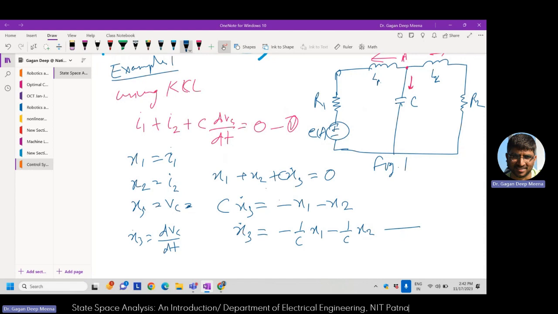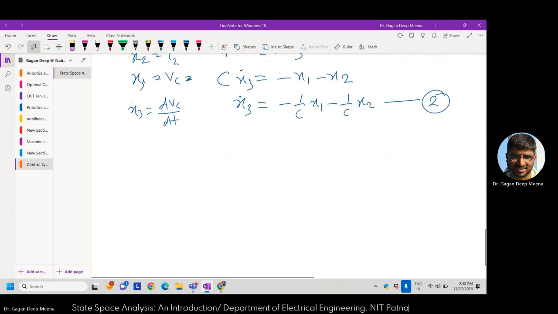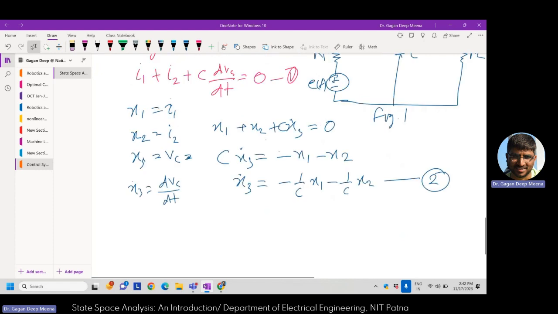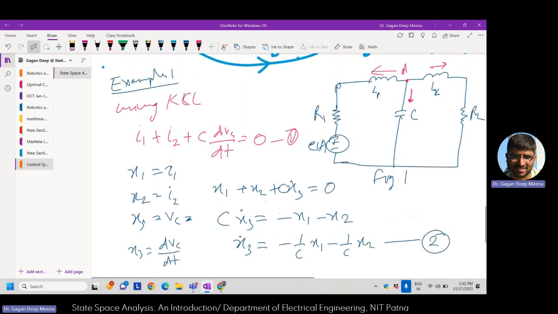So that's my equation number 2. Now I can see that equation 1 is a first order differential equation, and I would like to again have a look at this figure. What I can do now is apply KVL in the two loops.